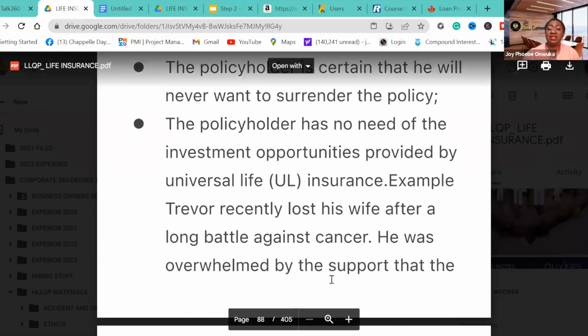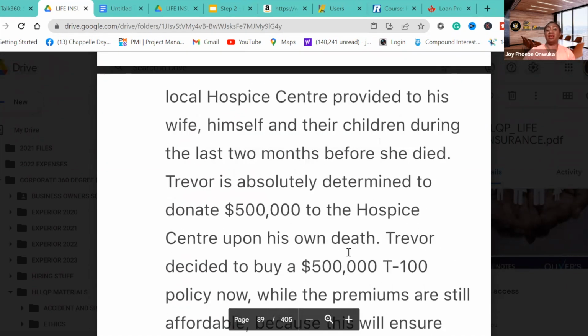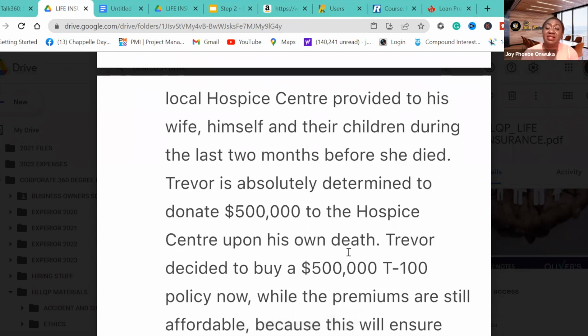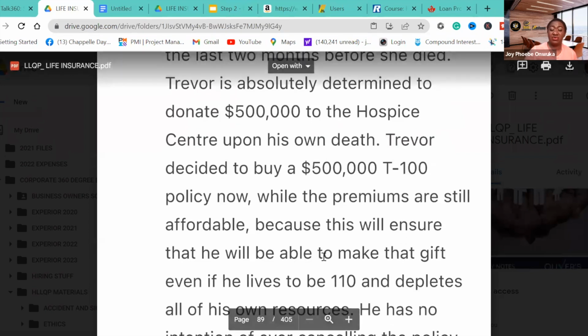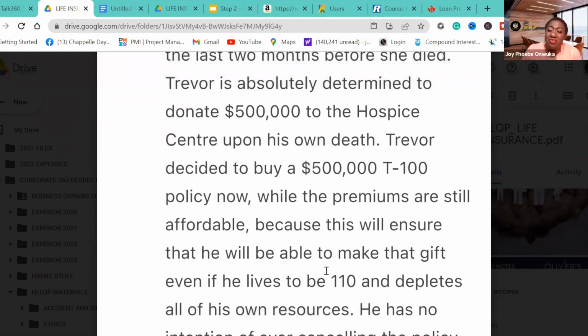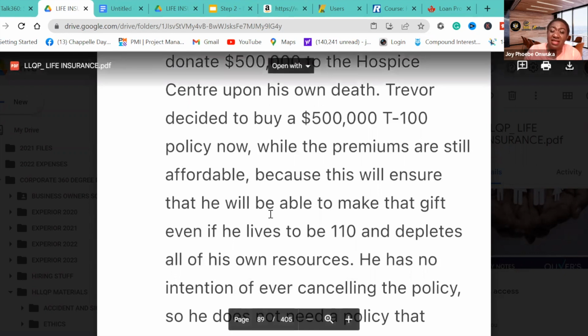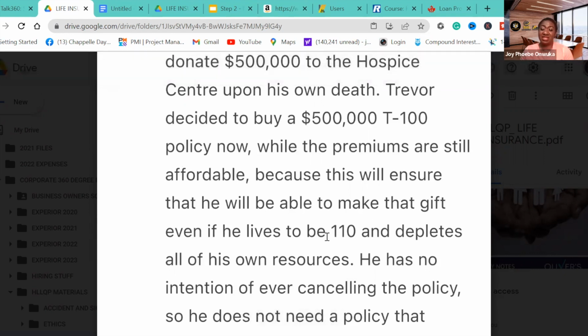He was overwhelmed by the support that the local hospital center provided to his wife, himself, and their children during the last 2 months before she died. Trevor is absolutely determined to donate 500,000 to the hospice center upon his own death. Trevor decided to buy a 500,000 P100 policy now, while the premiums are still affordable, because this will ensure that he will be able to make that gift even if he lives to age 110.